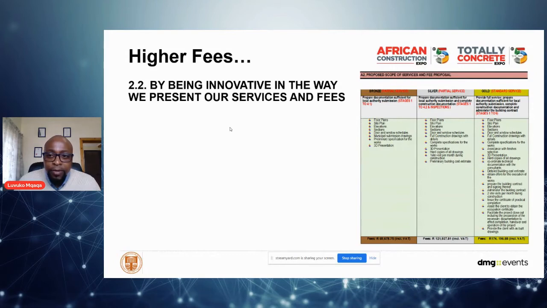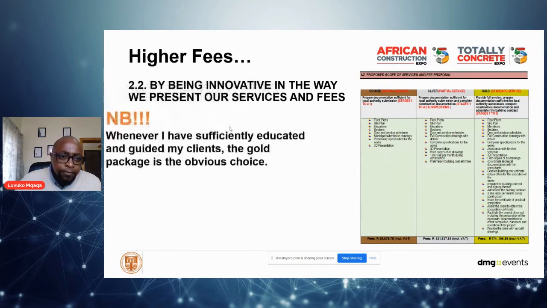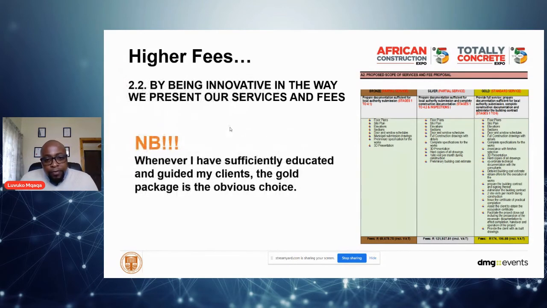And this is one of the templates that we use, which will also be on offer in the full day workshop that we'll host later in the year. So the important thing to note here for myself, or what I've noted, is that whenever I've sufficiently educated and guided my clients, the gold package is always the obvious choice. And for those who can't afford the gold, they will usually settle for silver.